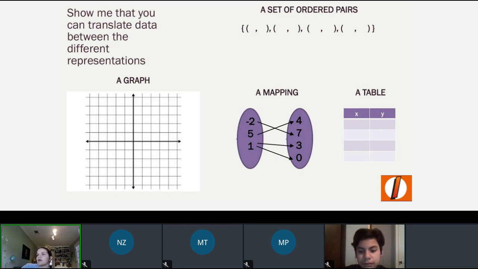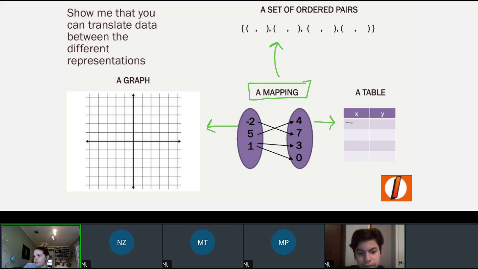On this one, it gives us the function as a mapping. What you can do with a function or a relation, it doesn't necessarily have to be a function, but you can take this information from the mapping and represent this relation as a graph, as a set of ordered pairs, and as a table. So the first thing we're going to do is write it out as a table.